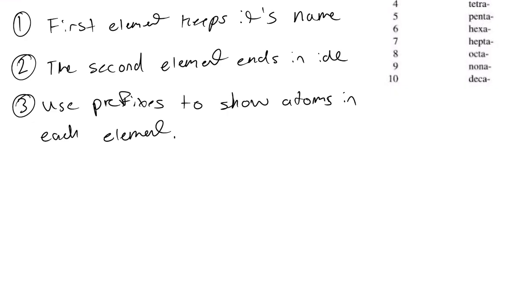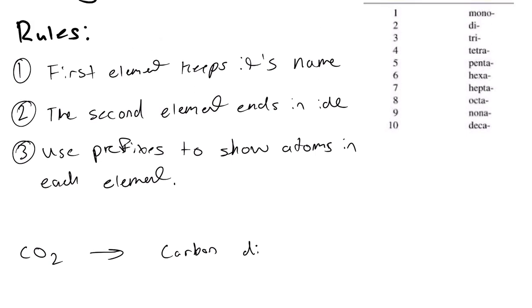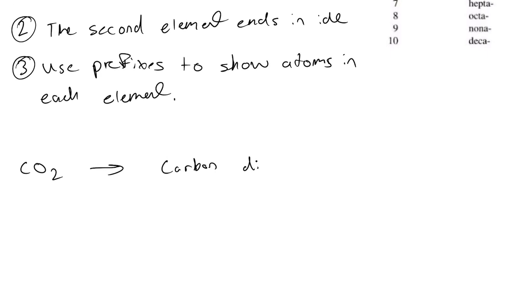I'll keep the rules here for the first one. CO2, you've probably seen it before. As we can see, we have one carbon and two oxygens. The first atom stays the same, and because it's only one, we don't say mono. So it's carbon. Then since we have two oxygens, there's going to be a di, because two is di. And then it has to end in "ide," so dioxide. The O shouldn't be capitalized, I just capitalized it to emphasize.